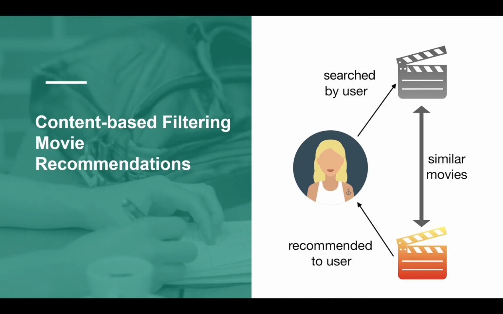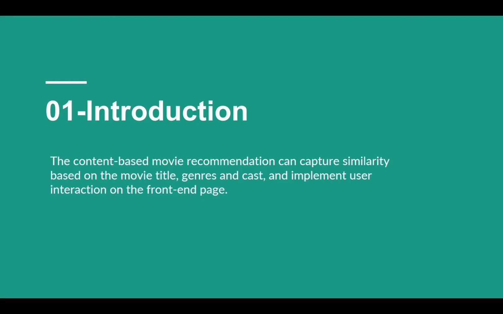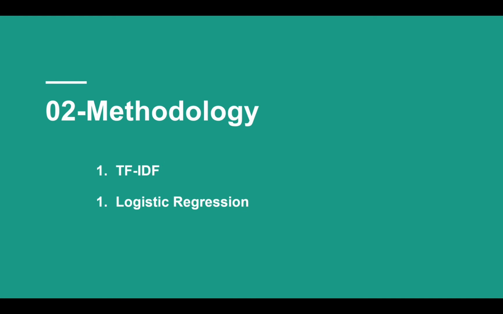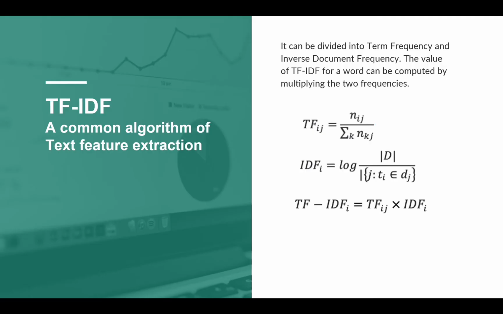The next part is a content-based movie recommendation, which captures similarity based on the movies and implements user interaction on the front-end page. There are two main methodologies in the system. TF-IDF is a common algorithm of text feature extraction. The value of a word can be calculated by multiplying term frequency and inverse document frequency.